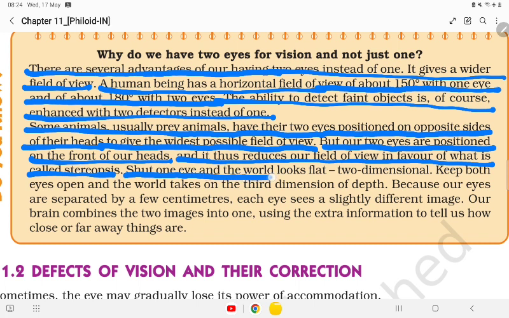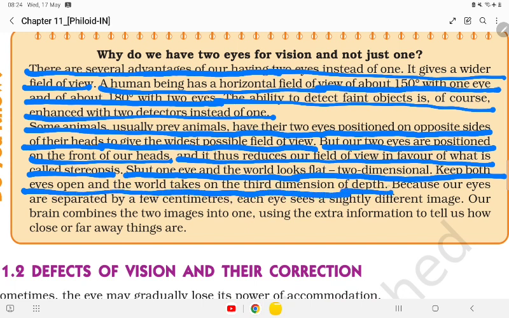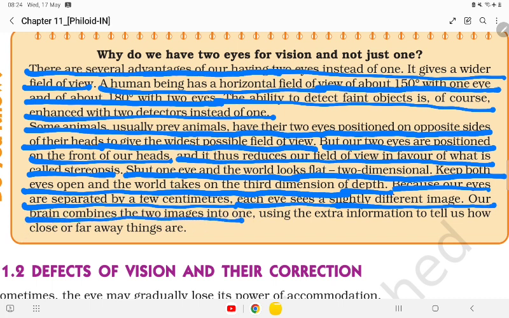Shut one eye and the world looks flat, two-dimensional. Keep both eyes open and the world takes on the third dimension of depth. Because our eyes are separated by a few centimeters, each eye sees a significantly different image. Our brain combines the two images into one, using the extra information to tell us how close or far away things are.